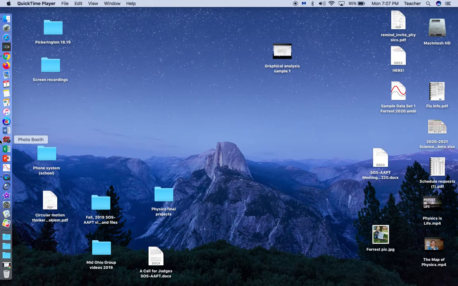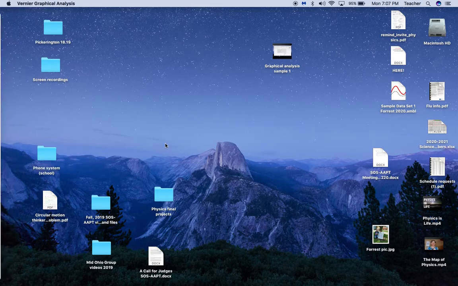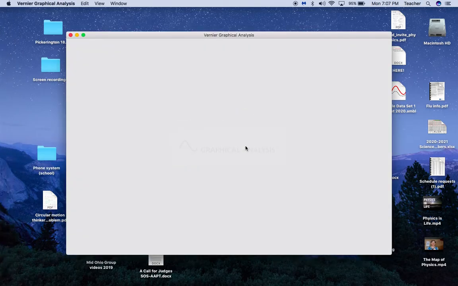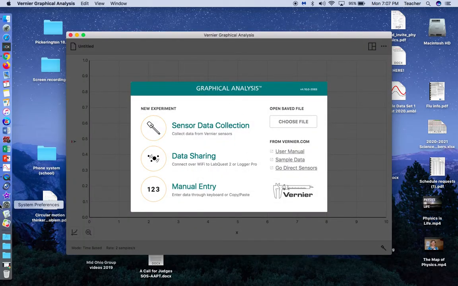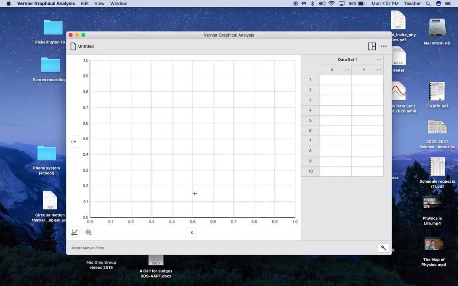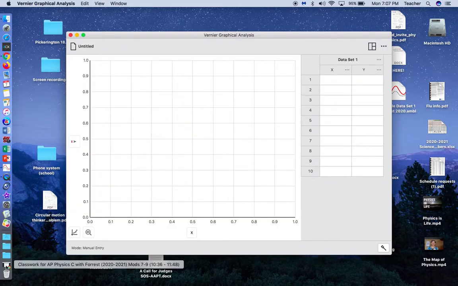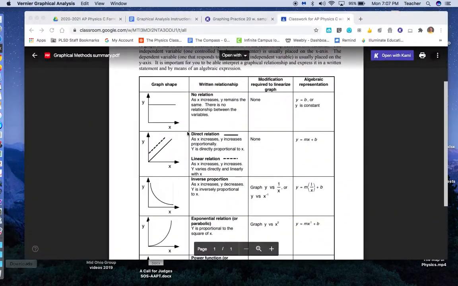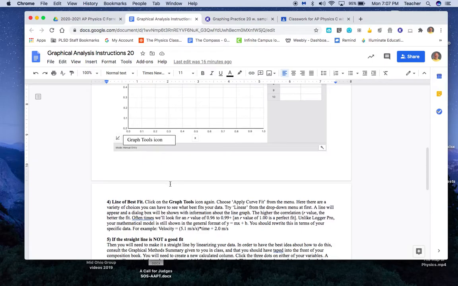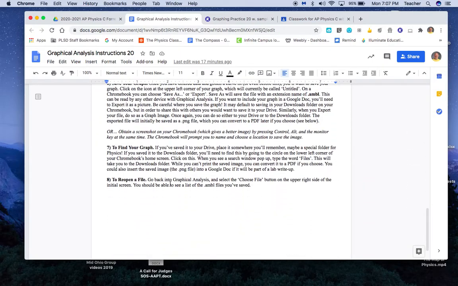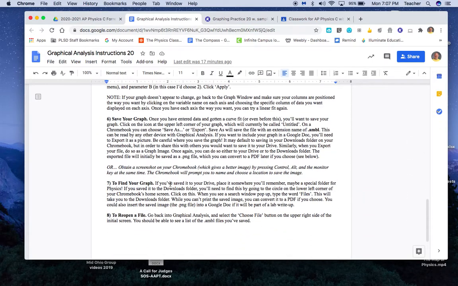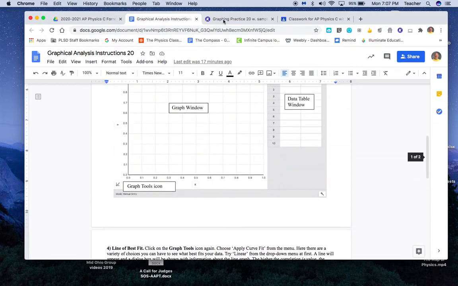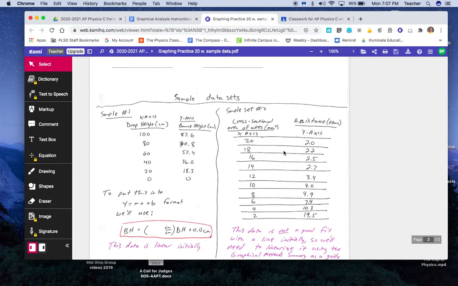to play around a little more and do graphical analysis for sample set 2 for the data. And I'm going to start that up. So that is going to be manual entry again. And if you remember, there's a lot of information here. The instructions, that'll probably be a PDF, I think. And I'm going to use that data set.